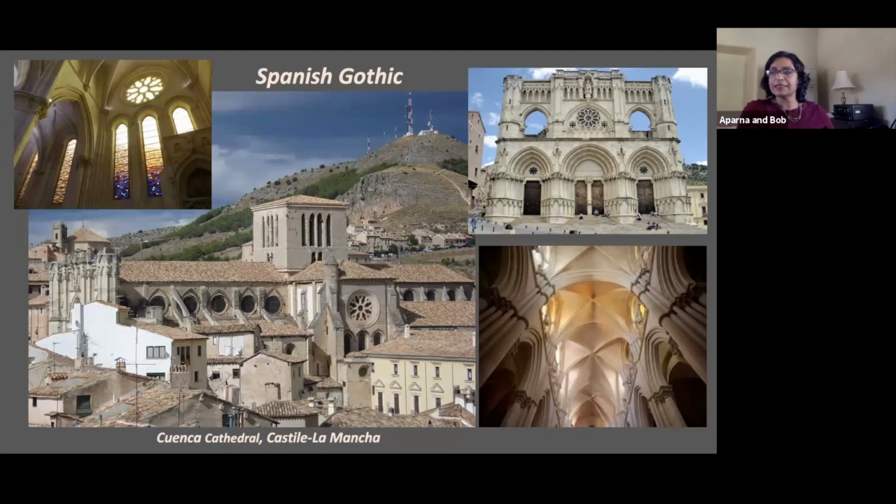The Cuenca Cathedral in Castilla-La Mancha is one of the earliest examples of Spanish Gothic architecture, and was built at a time when the late Romanesque style was predominant in the Iberian Peninsula. Here we see the interior, the lateral view, and the beautiful facade of the cathedral, and also the interior sexpartite rib vaulting.